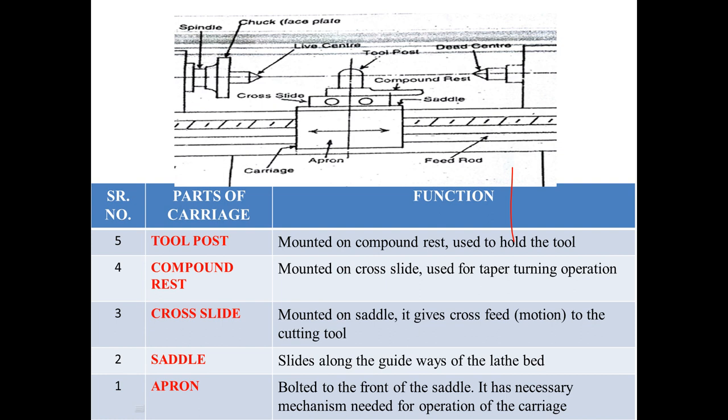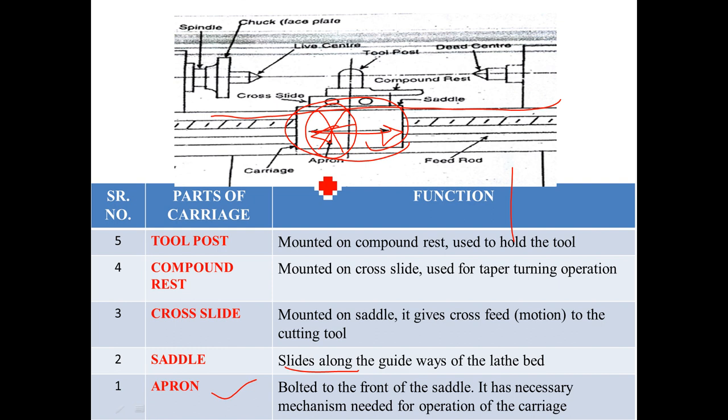Here the first part of the carriage is the apron. Now we are discussing only the carriage, in an exaggerated view. As mentioned, you can see here the motion parallel to the axis. Second is the saddle, which slides along the guideways of the lathe bed. Then the cross slide has a cross motion, that is, it provides a feed to the cutting tool.